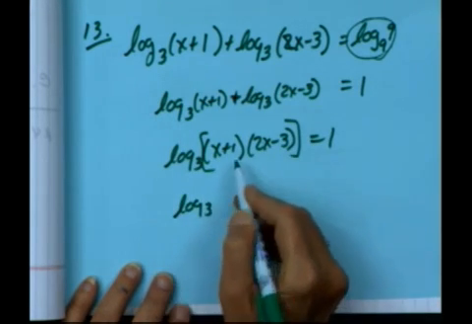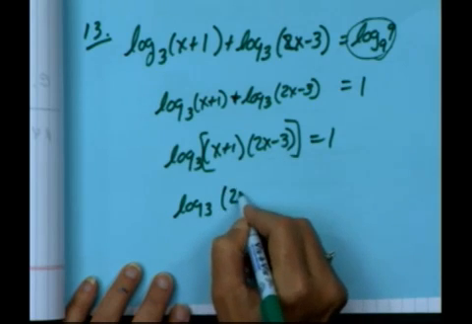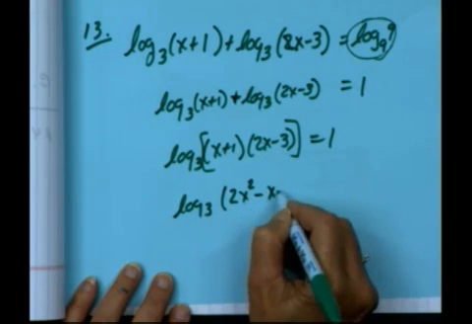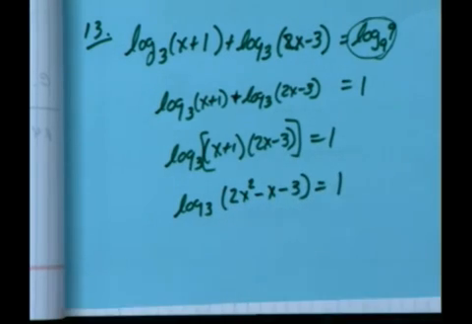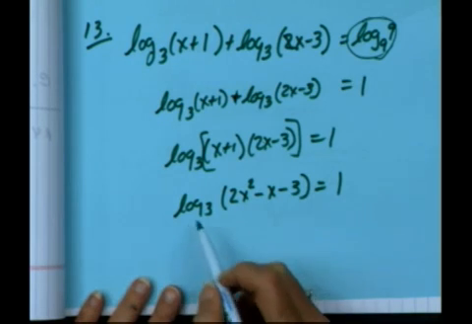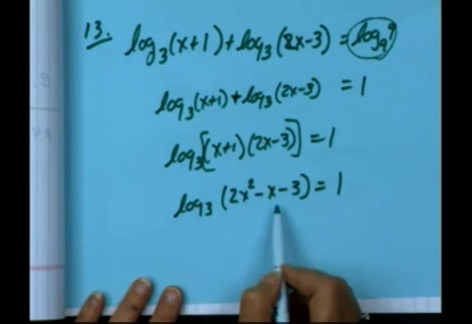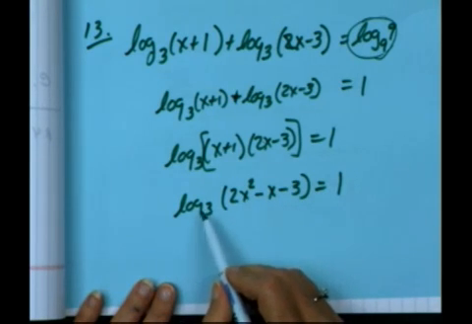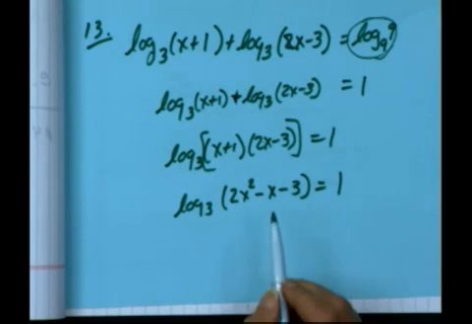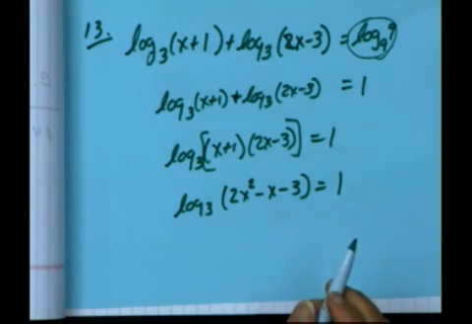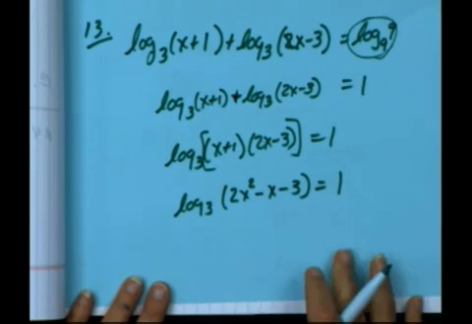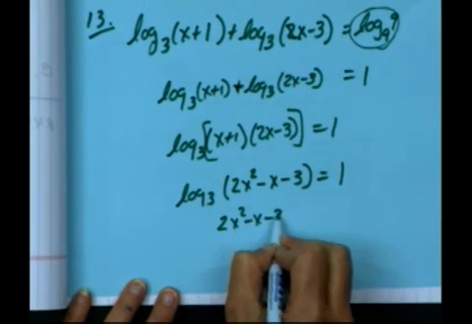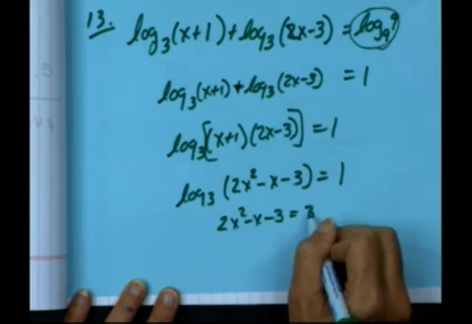All right, so let's multiply that out. That's log to the base 3. When I multiply this out, that looks like a 2x squared. Negative 3 plus 2 is a minus x minus 3. Does that sound good? Okay, so I have log to the base 3 of this quadratic equals 1. And I've got to find some way to get rid of that log there so that I can get to the x. What are you going to do? Okay, you're going to switch it to exponential form. So we have 2x squared minus x minus 3 equals 3 to the first, which is 3.